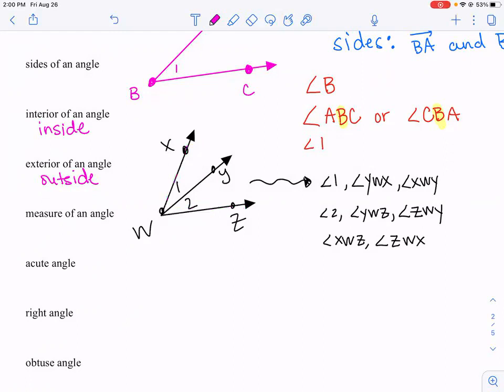Tyler, what about X? It's a part of the angle, so it's neither. It's a part of the side.